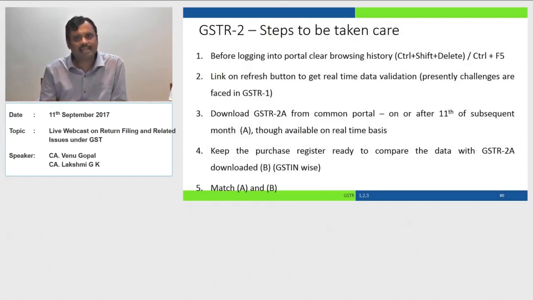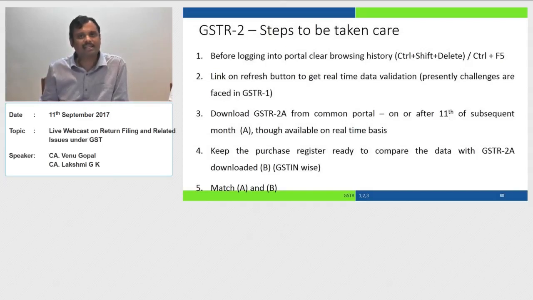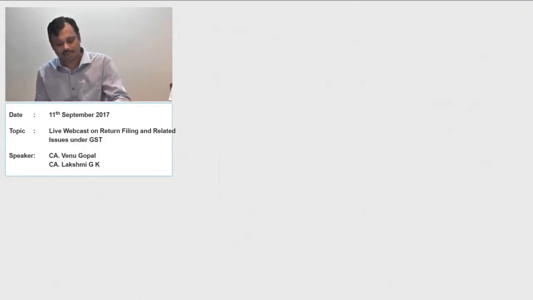However, wait till the 11th of the month, because there are many suppliers who might be filing the data only on the 10th. On the 11th, when you download, there will not be any more corrections in the data. So you take the data on the 11th and start your reconciliation process. Like if you see in your step 4 and step 5, the matching GSTIN-wise, basis your books of accounts and the data available in the common portal.